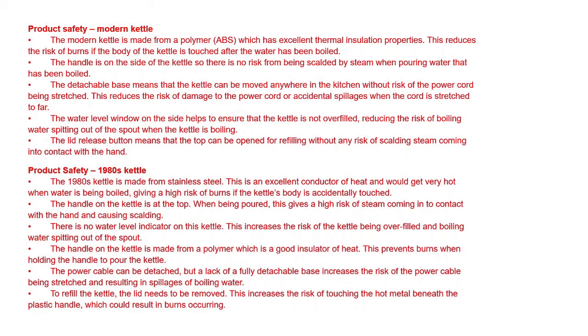So if we take the fact that, say, product safety, the kettle's made from ABS, which is an excellent thermal insulator, that reduces the risk of burning because if you touch it, it doesn't get hot. And then you say, whereas because the 1980s kettle is made from stainless steel, so it's a very good conductor of heat, the body will get hot and it does have the risk of being burned. So that will be 1 point with 2 marks. That's 2 marks there brought up because you're comparing them together. Don't do them standalone. Jump between the two products and compare them that way.